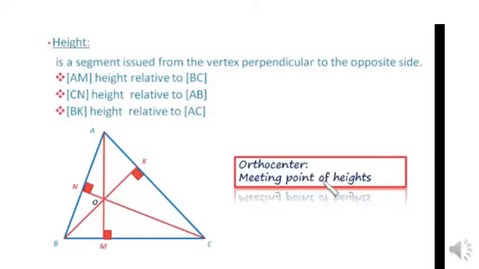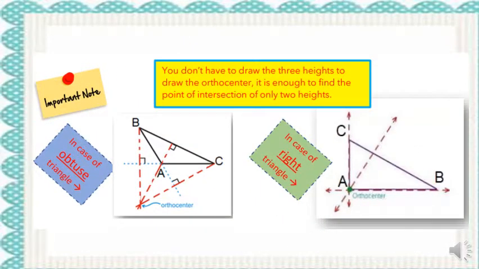Take an important note. As we said in the medians, it's not necessary to draw the three heights to get the orthocenter. It's enough to draw two correct heights. They will intersect in the same point, which is called the orthocenter.